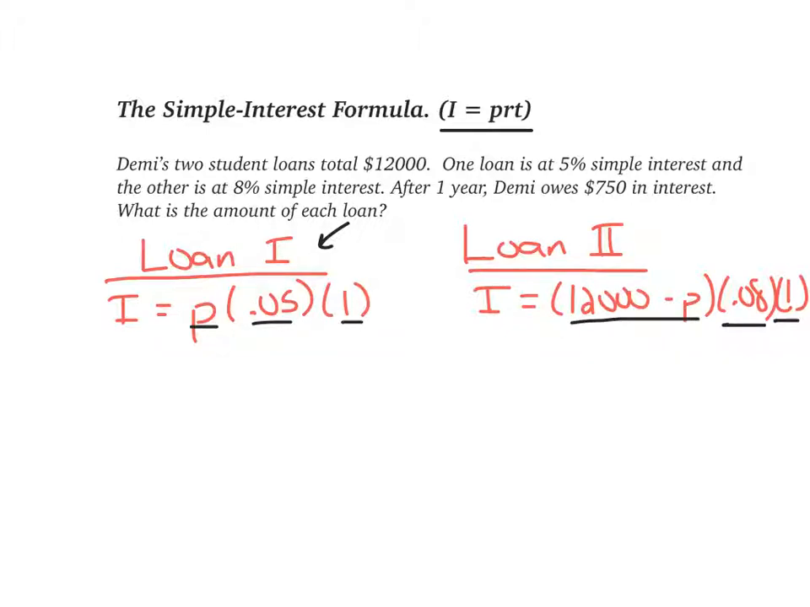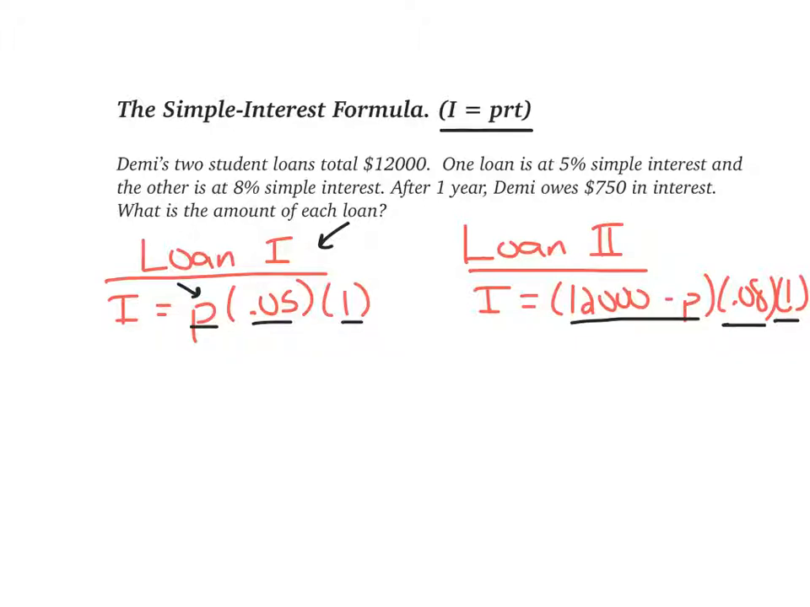It's 12,000 minus P. Now, if she borrowed 12,000 altogether, and she got P for the first one, to find out how much she borrowed on the other loan, you do 12,000 minus that number. For example, let's say she borrowed 4,000 in her first loan. That means she would get 8,000 on her second loan because that adds up to be 12, and because 12 minus 4 is 8. If she borrowed 10 on her first loan, that means she borrowed 2 on her second because 12 minus 10 is 2. So it works just like that.